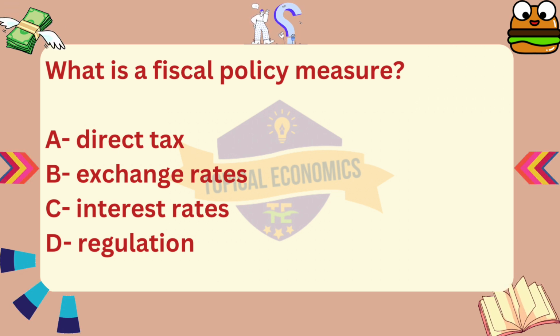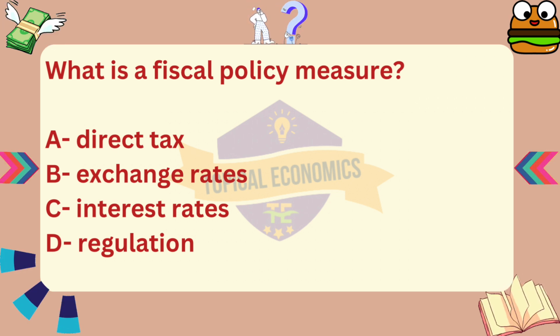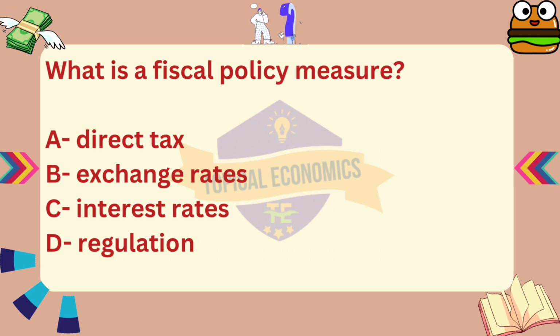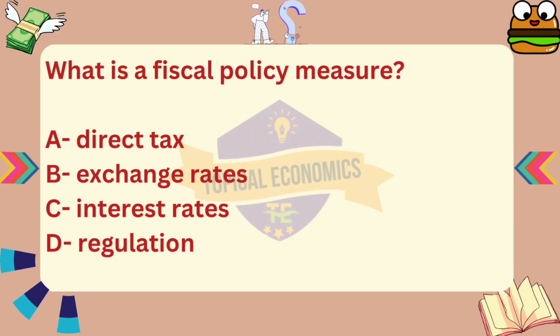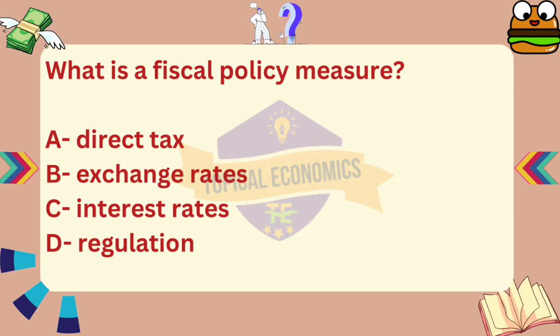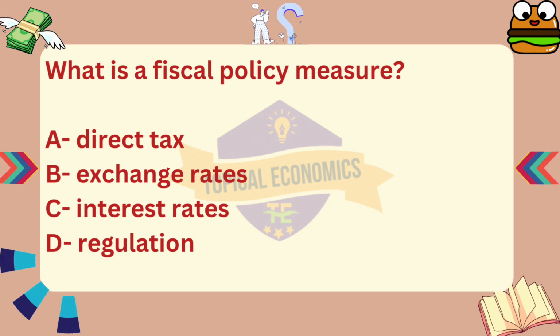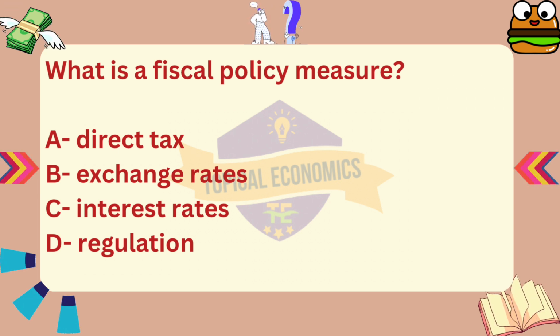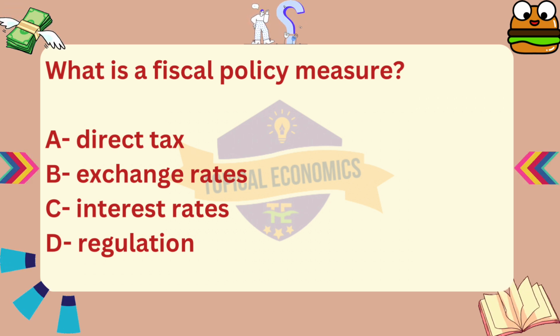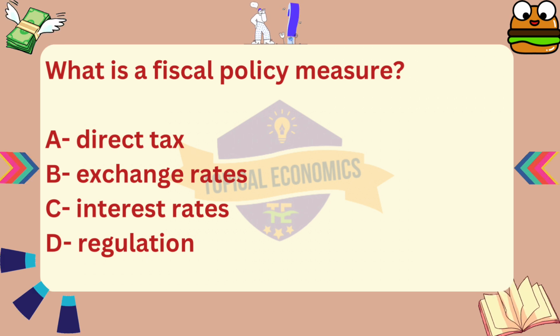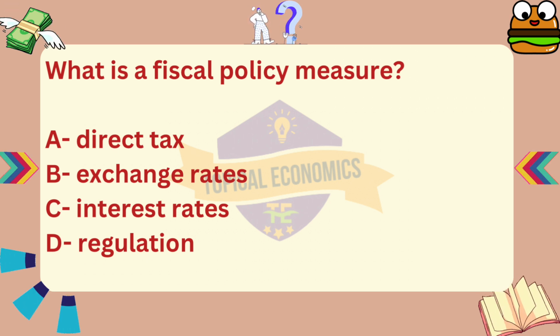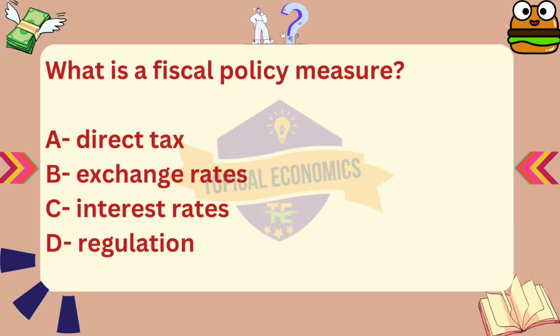A fiscal policy measure involves the use of government spending and taxation to influence the economy. Direct taxes, such as income tax or corporate tax, are tools of fiscal policy because they directly affect household and business income, which in turn influences consumption and investment levels. The other options are not fiscal policy measures. Option B: exchange rates are influenced by monetary policy, particularly by central banks and foreign exchange markets, not fiscal policy. Next, option C: interest rates are set by a country's central bank and are a tool of monetary policy, not fiscal policy. Lastly, option D: deregulation refers to legal or administrative measures that may impact businesses and industries, but is not a direct fiscal policy tool.